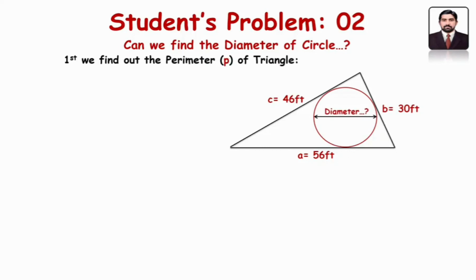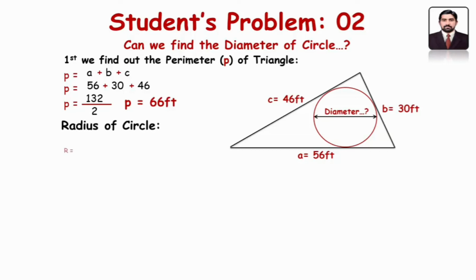First we need to find the perimeter of the triangle. Here P is equal to A plus B plus C. Here A is 56 feet, B is 30 feet and C is 46 feet. Do some mathematics and we obtain the perimeter of the triangle, which is 132 feet. Divide by 2 and we obtain the semi-perimeter, and that is 66 feet.